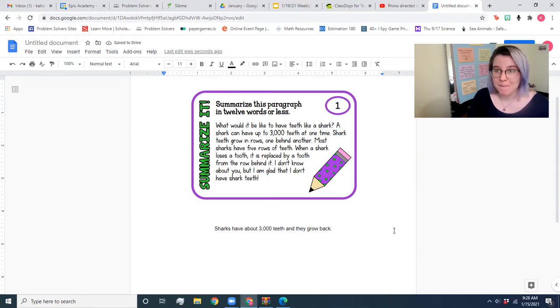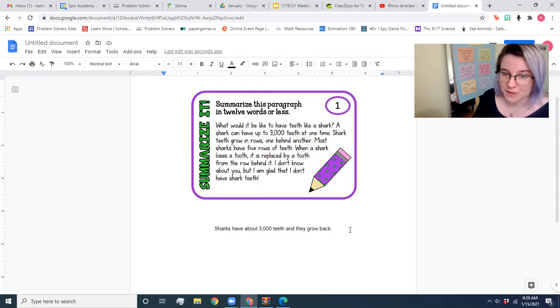I am taking the main thing that they're trying to tell us. I can totally take out some sentences like, what would it be like to have teeth like a shark? I think that sentence is a little distracting. A shark can have up to 3,000 teeth. Bam, that's a fact. That's something the writer is trying to tell us. Shark teeth grow in a row, one behind the other. Most sharks have 5 rows of teeth. When a shark loses a tooth, it's replaced by a tooth from the row behind it. I don't know about you, but I am glad that I don't have shark teeth.